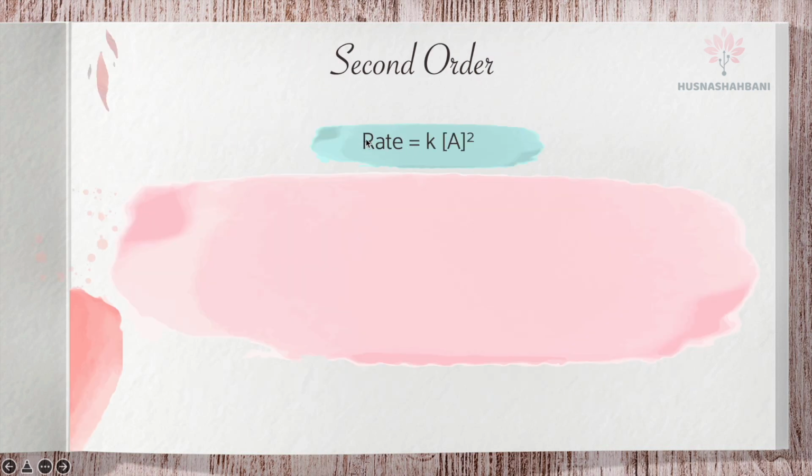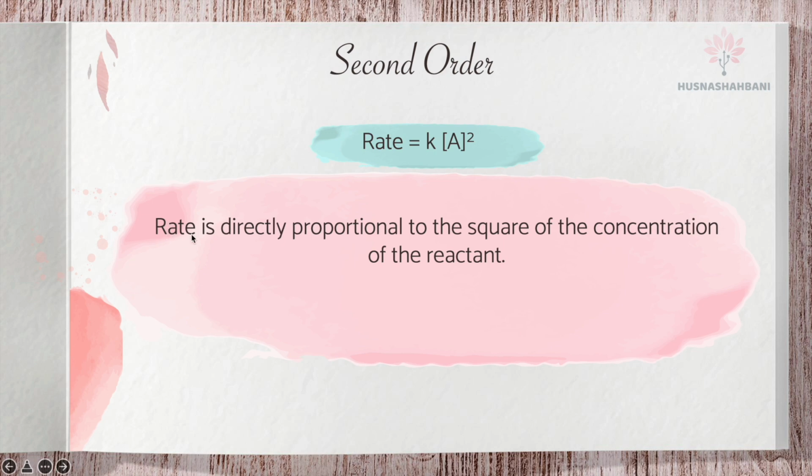Second order rate law: rate equals k[A] squared. The power is 2 because it's second order. From here, you can see that the rate is directly proportional to the square of the concentration of the reactant. For first order, the rate is just directly proportional to the concentration of reactant. But for second order, the power is 2. So if you double A, the rate will quadruple, because 2 to the power of 2 is 4. That's why the rate quadruples.